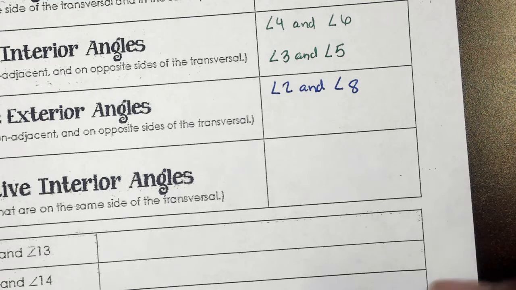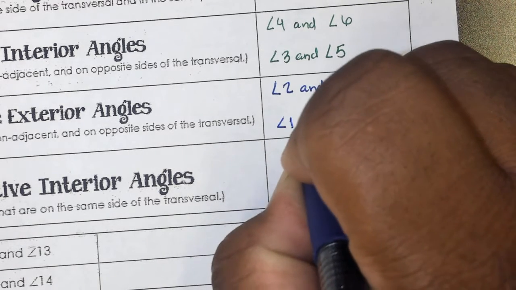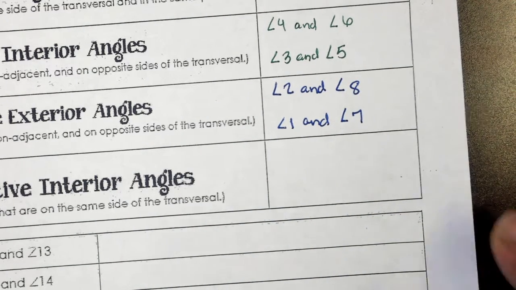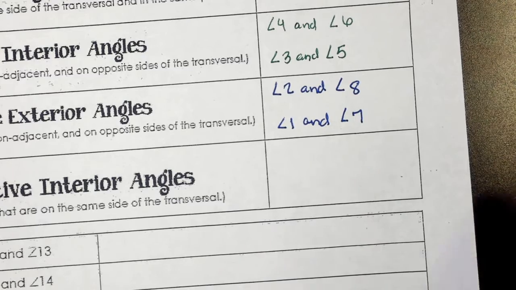Oh, 1 and 7. Angle 1 and angle 7. Those are examples of alternate exterior angles.